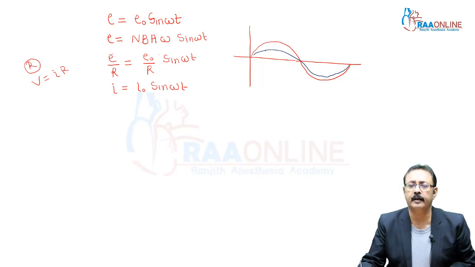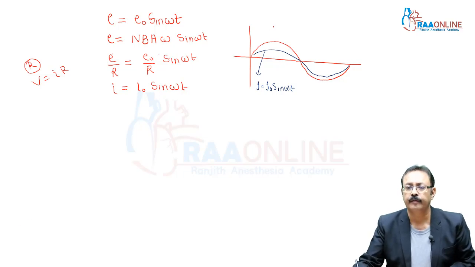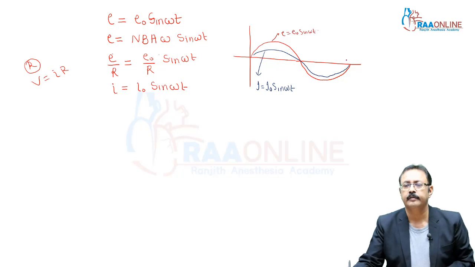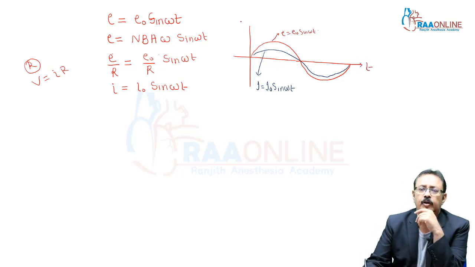This is the curve for I with respect to time, and the upper one is the curve for E. When time is changing, the value of E or I is changing.